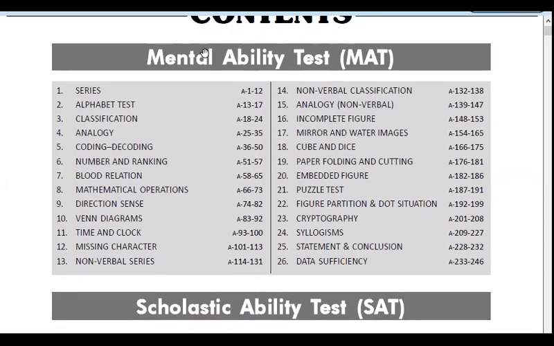Now, when we talk about math, let's see. In math, Venn diagram we will complete today. We have already studied the basics of Venn diagram, and problems we'll do today. Apart from Venn diagram, the topics that I've told are important. Most of the topics are logical based. There's nothing much to teach, but there are some tricks in time and clock, blood relationship, and Venn diagram we have studied.